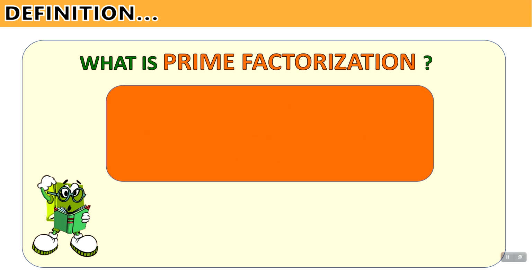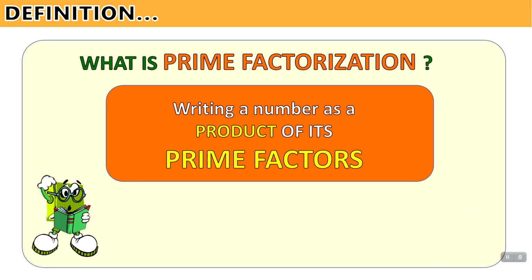Now, what is prime factorization? Prime factorization is writing a number as a product of its prime factors. So instead of using any number, we only are going to use the prime numbers when we are factorizing a whole number. So for 12, instead of listing the factors as 1, 2, 3, 4, 6, and 12, we are going to write it as something like this: 2 times 2 times 3.